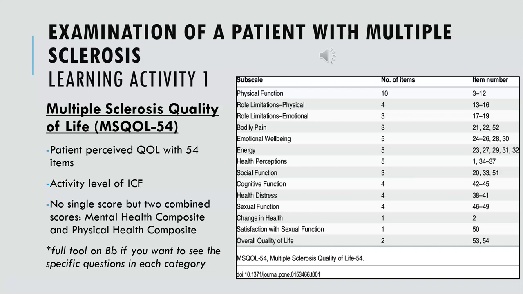When administering this tool, it is relatively quick. You can assist the patient in the interview process, or they can complete the tool on their own. The tool usually takes between 10 to 15 minutes to administer. And when you're scoring the tool, you don't arrive at a single score, but you will get 2 different combined scores, one being the mental health composite and one being the physical health composite.